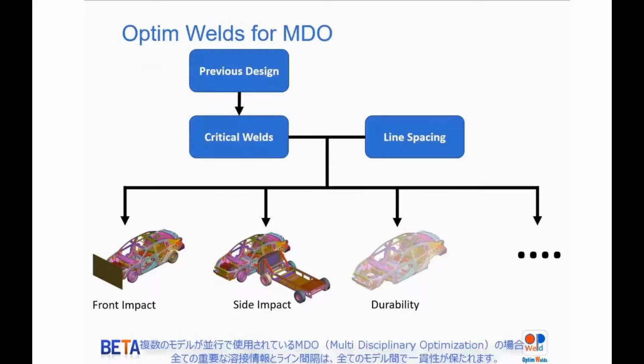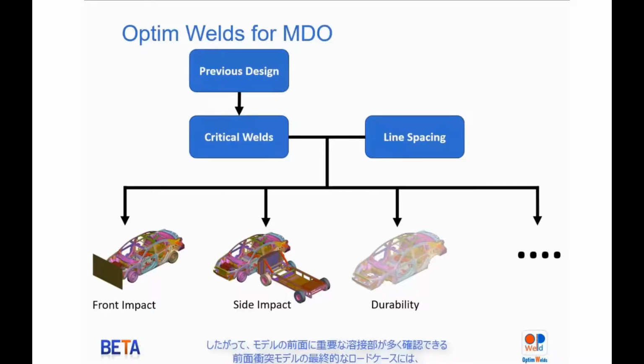In the case of an MDO, where there are multiple models being used in parallel, all critical weld information and line spacing is kept consistent across all models of the same design iteration. So the front impact load case, which will see many critical welds in the front of the model, will also contain the critical welds around the doors, which came from the side impact model, and vice versa.